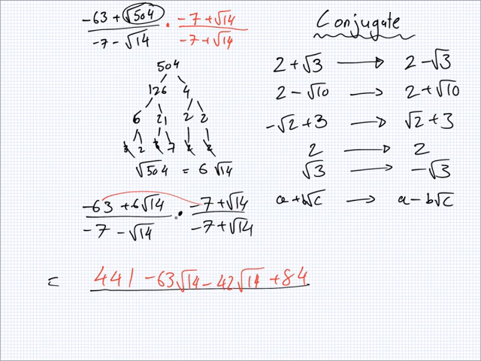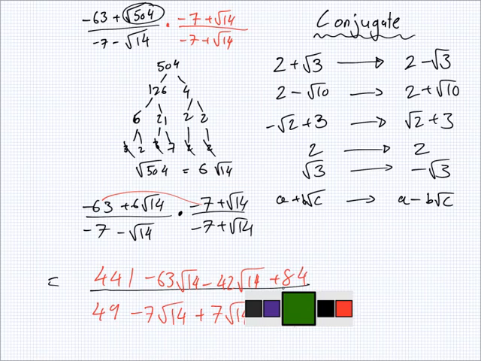Now let's multiply at the bottom. Minus 7 by minus 7 is 49. Minus 7 by root 14 is minus 7 root 14. Minus root 14 by minus 7 is plus 7 root 14. Minus root 14 by root 14 is 14.